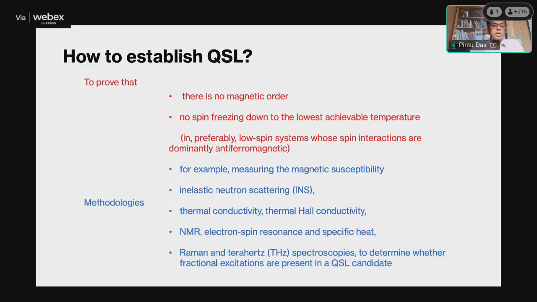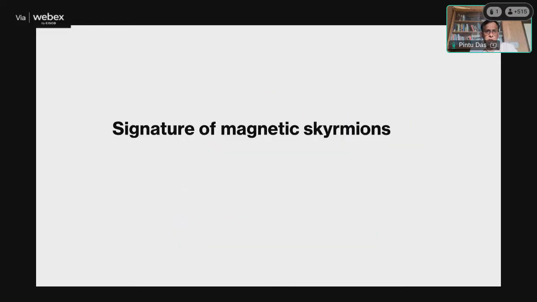And together, from multiple different measurements, one can possibly identify that this is a candidate of quantum spin liquid. I'm not going to discuss all the measurement details, because many of these measurements are straightforward, so I will skip this. Rather, I thought that I will go to magnetic skyrmions and discuss a few things here. There are certain questions also on this.